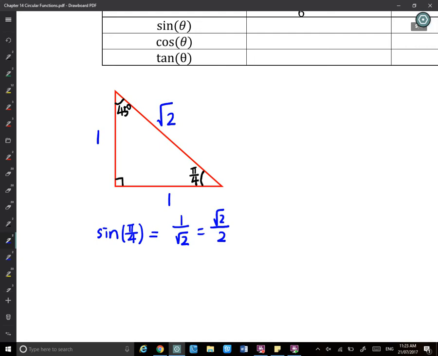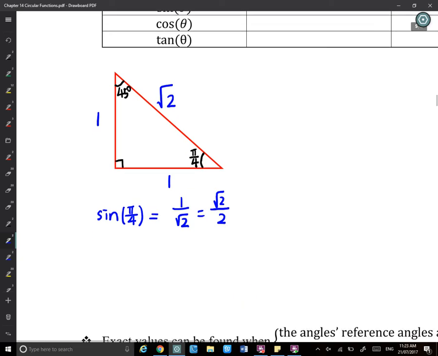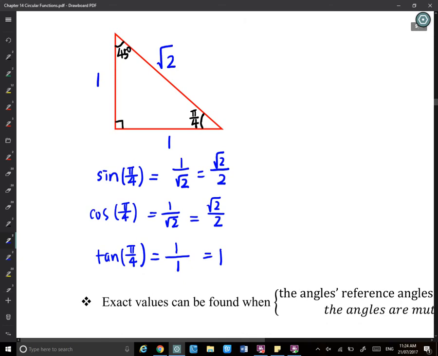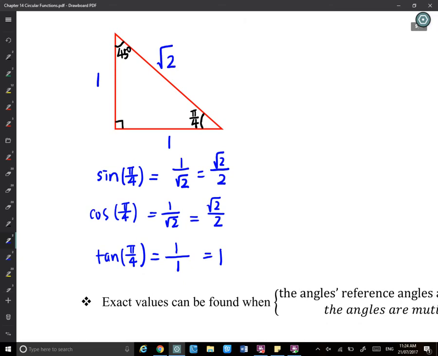I can still use the unit circle to find that value, but it's much easier in a right angle triangle. So we have root 2 over 2. And what's cosine pi over 4? Cosine pi over 4 is adjacent over hypotenuse, which is 1 on root 2 as well, and that is root 2 over 2. And how about tangent pi over 4, which is the opposite over the adjacent? That is 1. In this right angle triangle, I can find the sine, cosine, and tangent of pi over 4: root 2 over 2, root 2 over 2, and 1.